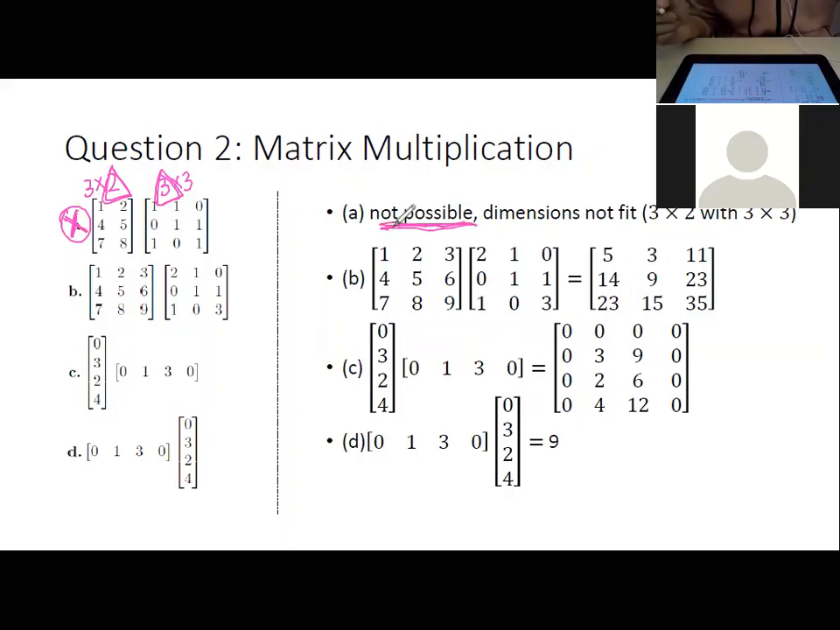Then we move to question B. For question B, we need to check the size first. It's of size 3 times 3, and 3 times 3. So you can see these two are the same. So they can do the calculation. And now we are going to see how we do the calculation exactly.